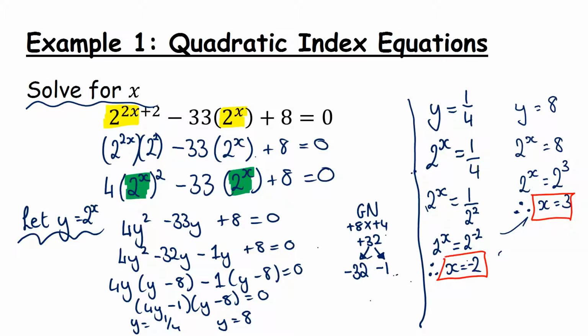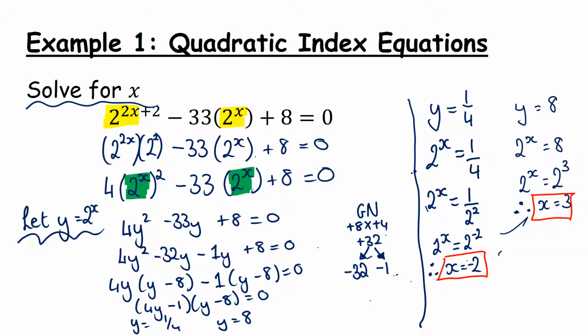So 2 to the power of x equals a quarter. Now we're going to have to solve this as an indice equation. So the first thing I'm going to do is write everything as the same base, the same big number. So I can write 4 as 2 squared.